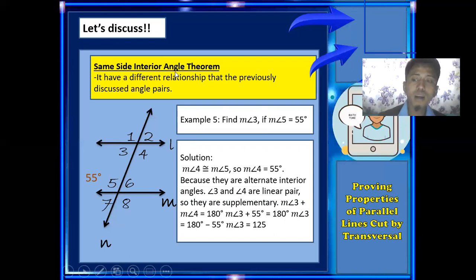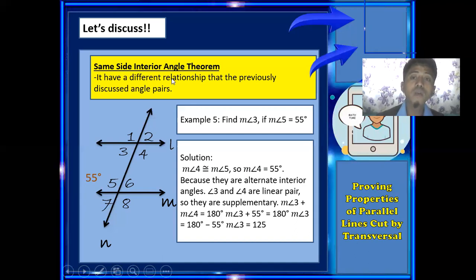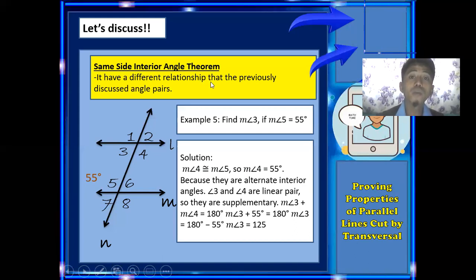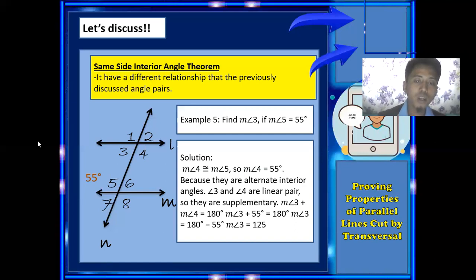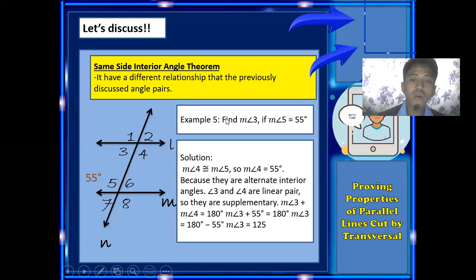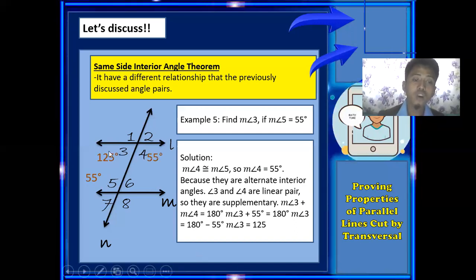So what is the main summary of this concept? Based on the same side interior angle theorem, if you have two angles that are same side interior angles, automatically the sum of their angles is 180 degrees, or supplementary angles, or you can create a linear pair. Like for example, angle 3 and angle 5. If the measurement of angle 3 is 55, how many more do you need to have 180 degrees in total? That is 125 degrees.